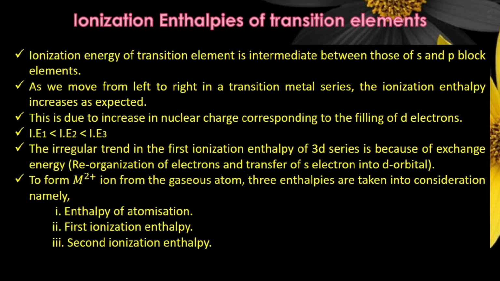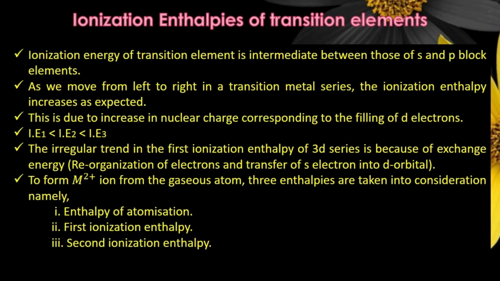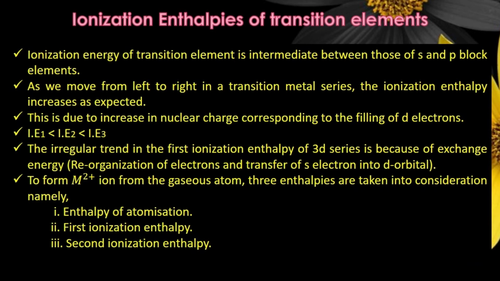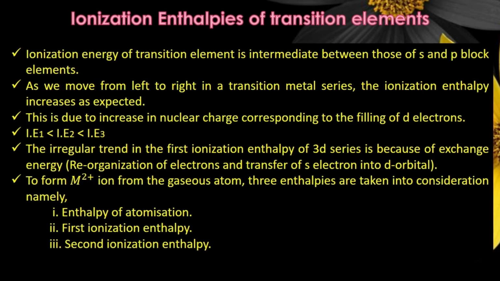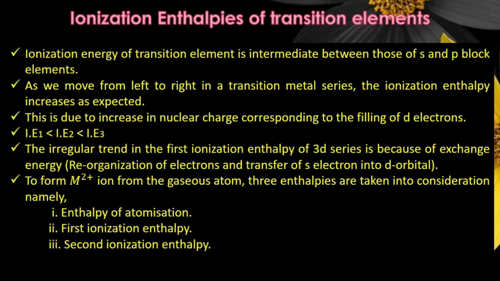If you take the first transition series, there is irregular trend in their ionization enthalpy. This is because of exchange energy. It is the reorganization of electrons and transfer of s electrons into d orbital.